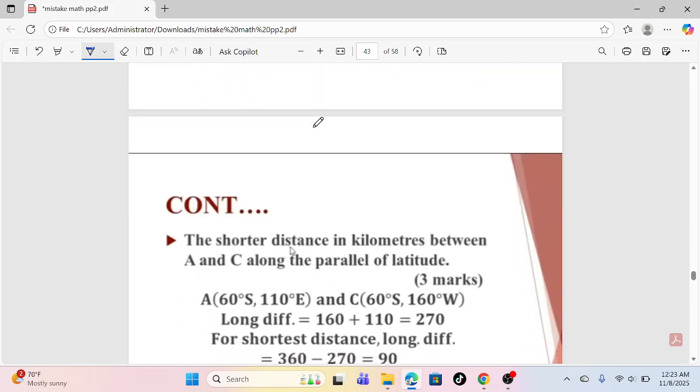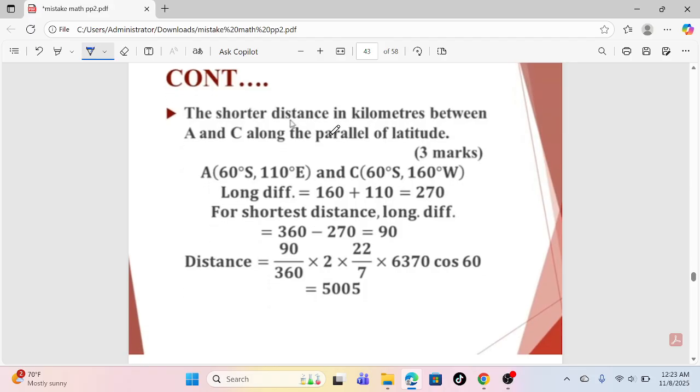The shortest distance between A and C along the parallel of latitude. Look at this. So it's A (60 south, 110 east), and C (60 south, 160 west). Longitude difference sasa ni gani? 160 plus 110, that's 270. For shortest distance of longitude, that is 360 minus 270, that's 90. So unasema tu 90 over 360 times 2 times 22 over 7 times 6370 cos 60.